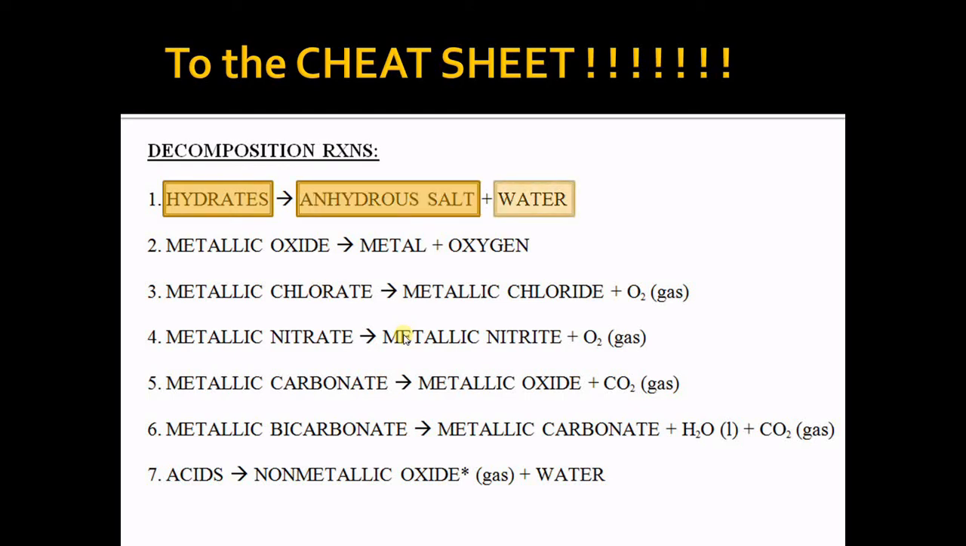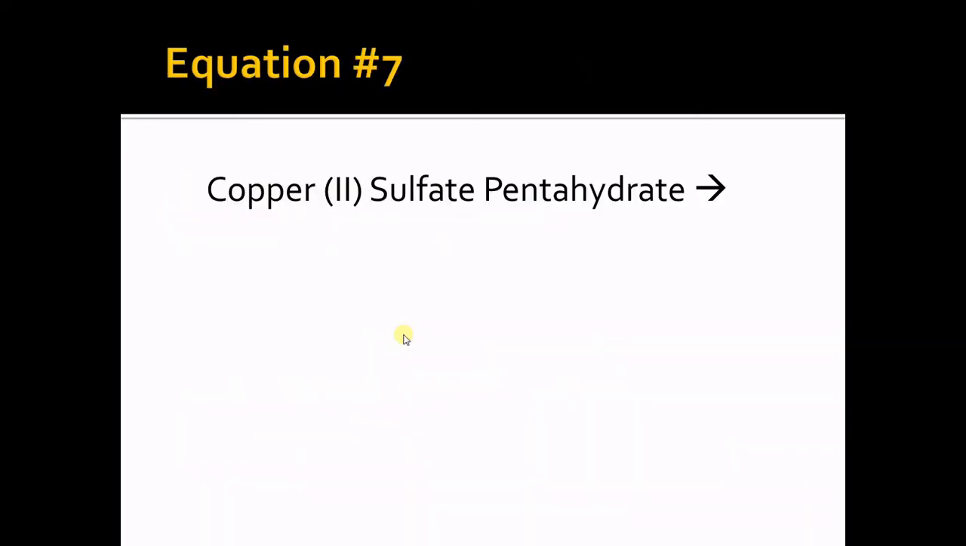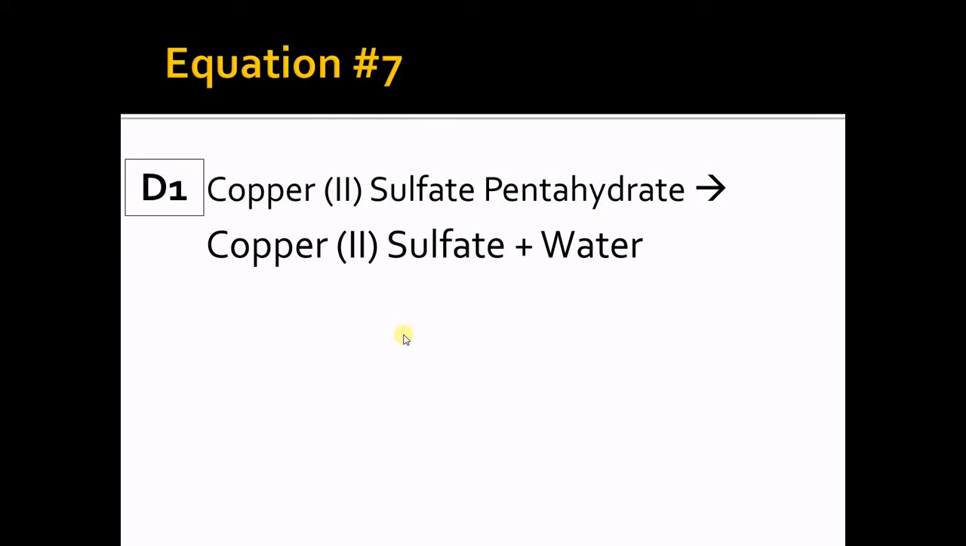Anhydrous salt is just a salt, an ionic compound, that does not have water attached to it. And you can see that because it now says plus water. Water has been removed. Those bonds have been broken from the salt. So to write your product, it is extremely, extremely easy. You're going to rewrite copper 2 sulfate, and then you're just going to put a plus sign and then water. Okay? So this is a D1, decomposition number 1 reaction.